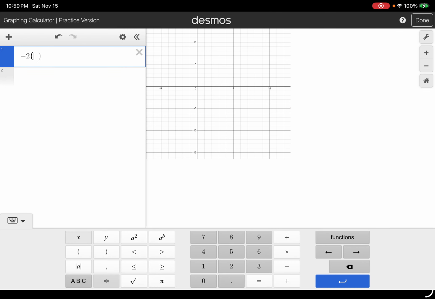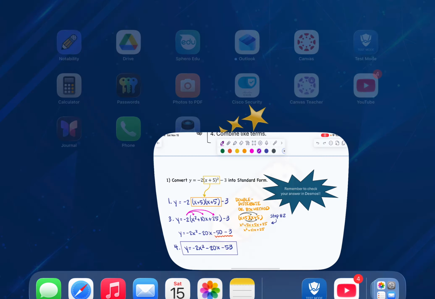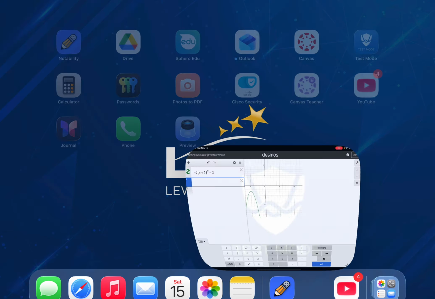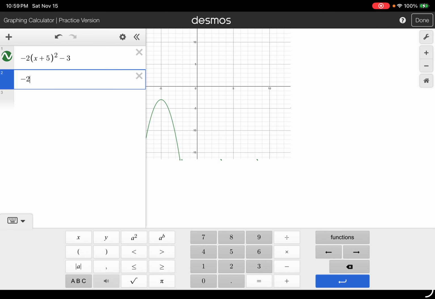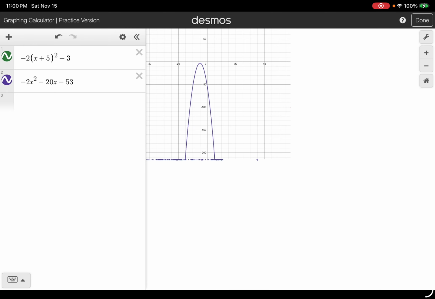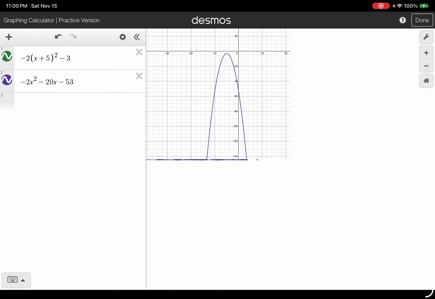Negative 2, 5 squared minus 3. Okay, hold on. I've got to go see the other one. Negative 2, negative 20, x, negative 53. Oh my gosh, I hate it when Desmos does this. Sorry, I'll fix it in a minute.